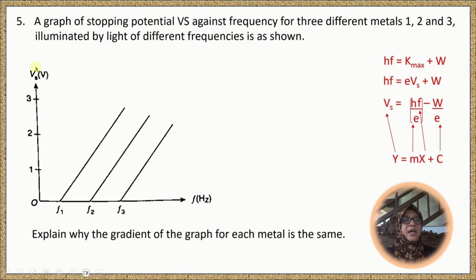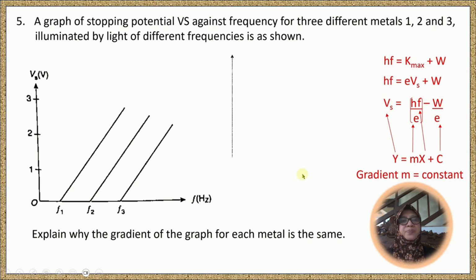So y-axis is Vs, x-axis is f, the frequency. So that means the gradient will be h over e, and the y-intercept will be negative work function over e. So we have a negative y-intercept, so it is correct when we draw this line longer, it will get a negative y-intercept. Now from the gradient h over e, the gradient is constant. Planck constant is a constant value, and e also is a constant value. So the gradient is always constant. That's why even though we use different frequencies of light, the gradient of the graph Vs against f will be the same for all three lights.